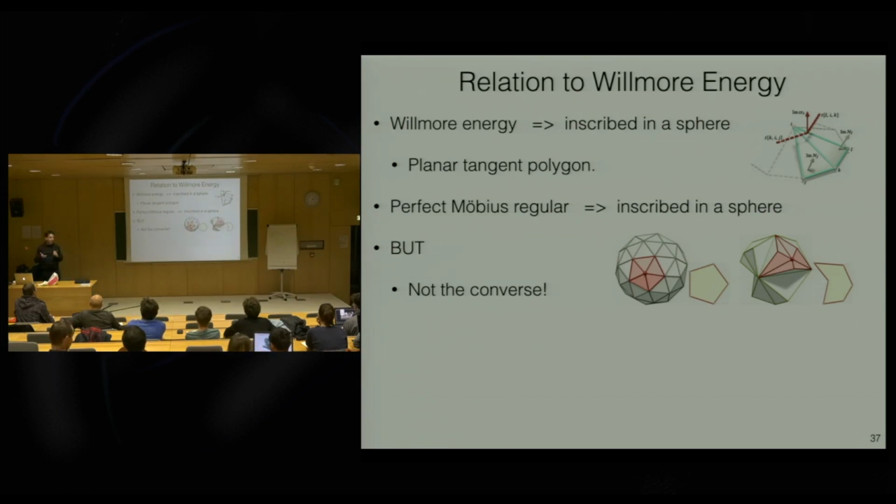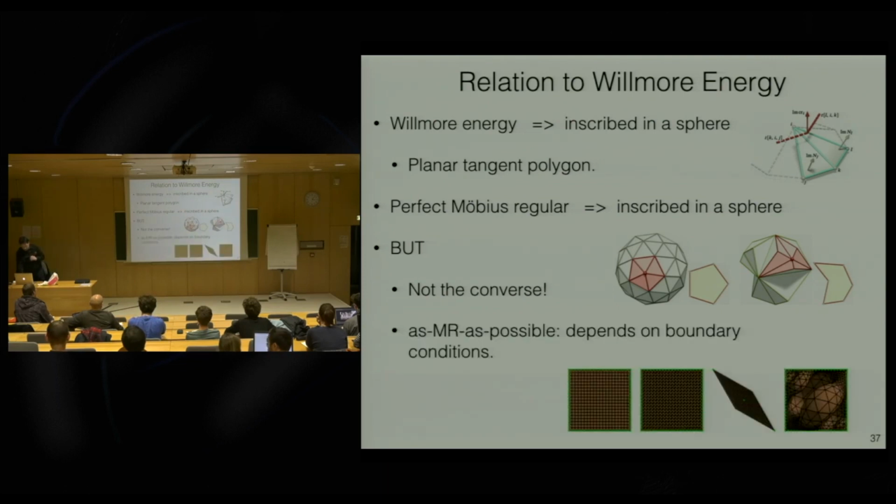But I cannot always aim to be perfect, and therefore I'm not always planar. So if I'm trying to optimize for regularity, I might miss planarity if I have other boundary conditions. Let's look at this example. This is perfect, Mobius regular, perfect to Willmore. It's on the plane. This as well.